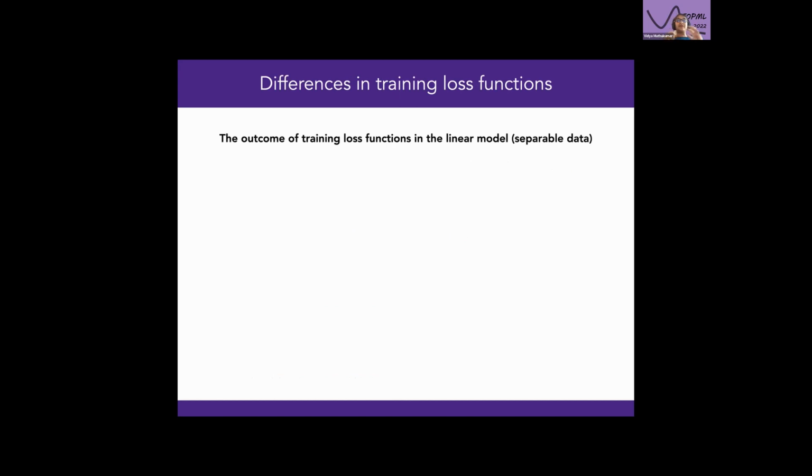Before getting into those results, I want to review the roles of these different training loss functions in realizing these different types of solutions. You can think of what I'm going to present here as a crash course in the results on implicit bias of gradient descent. We will look at the outcome of different choices of training loss functions under the linear model, assuming that our data is separable by the choice of features that we have used.